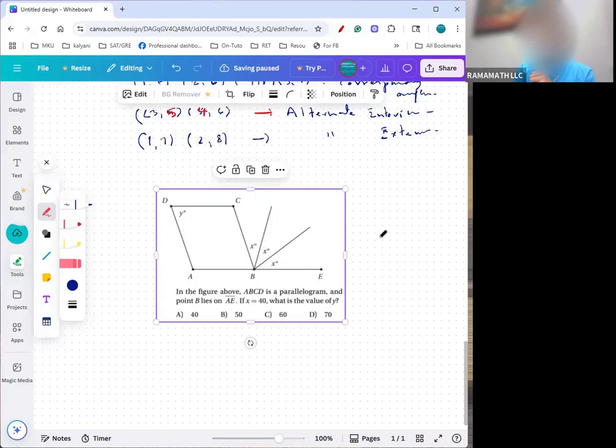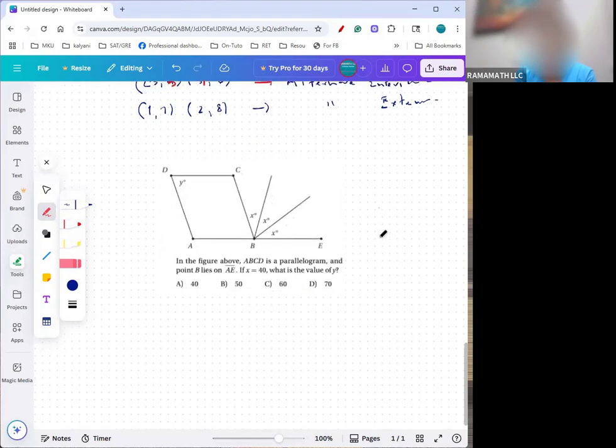Okay, Ara, go ahead and read this question loud and clear. In the figure above, ABCD is a parallelogram, and point B lies on line AE. If x equals 40, what is the value of y? All right, now it's your turn. Go ahead and answer this question. Once you get your answer, you can send me a private message, so I can see who got the answer. If you don't know it, that's okay. We're going to go over it anyways.